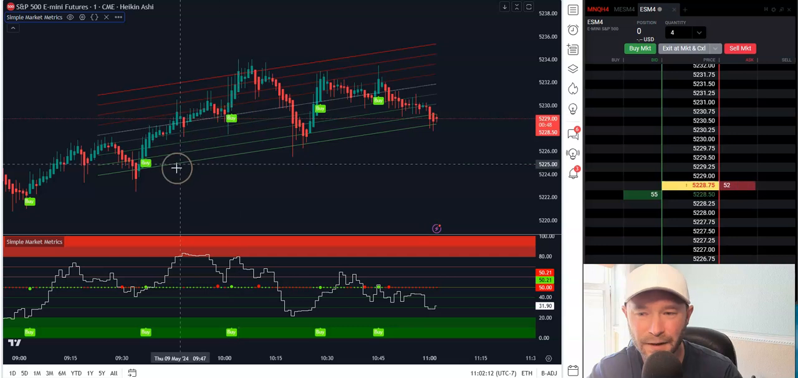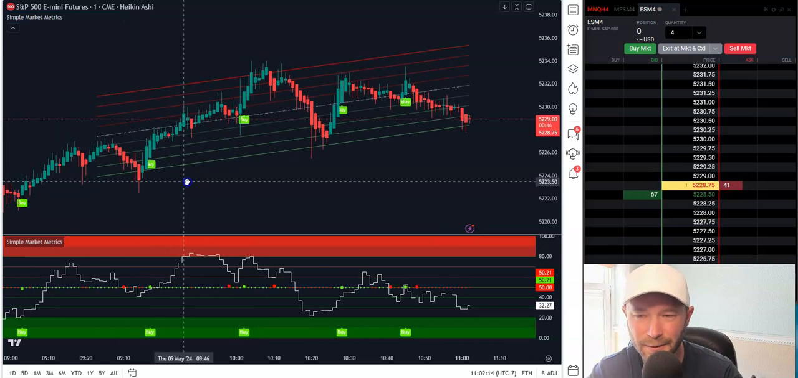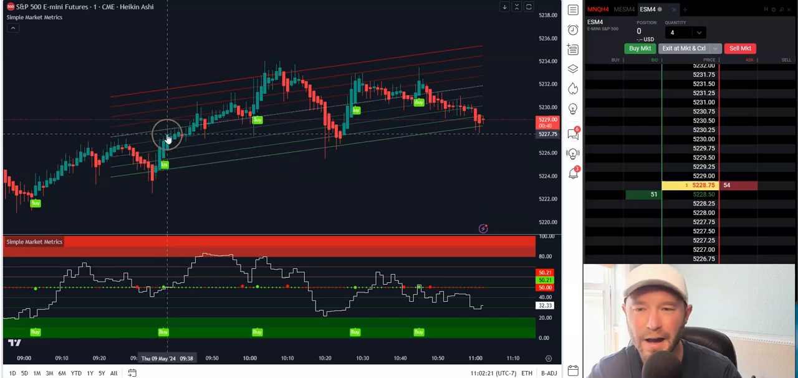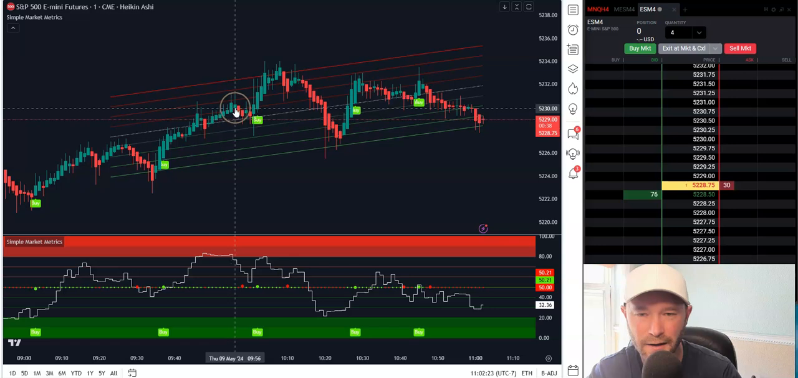Let's look at this again. If we go back over here to this example, if we take a look right here, see how this is a body with just a wick out the top, nothing out the bottom? That then stepped up and ended up going higher.